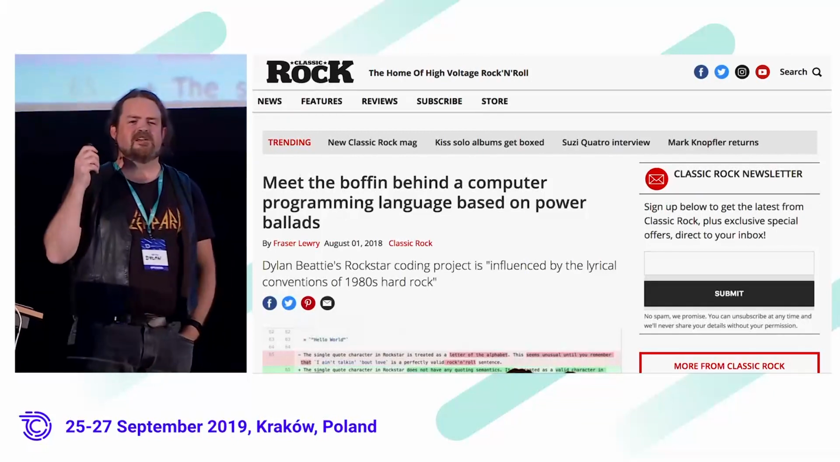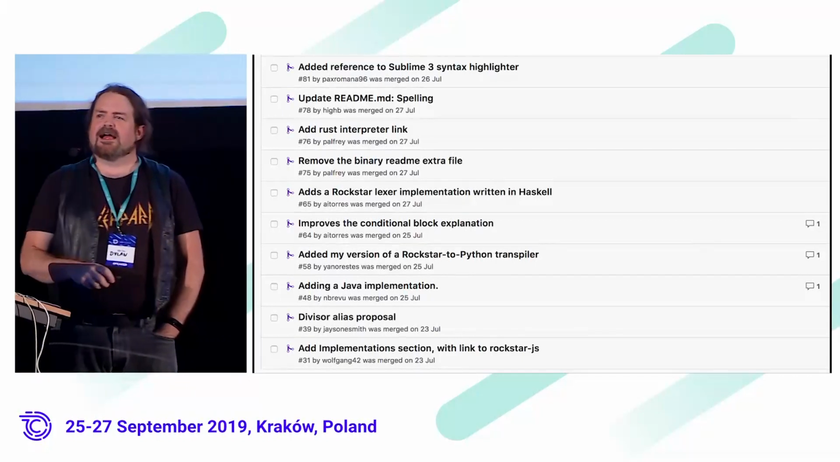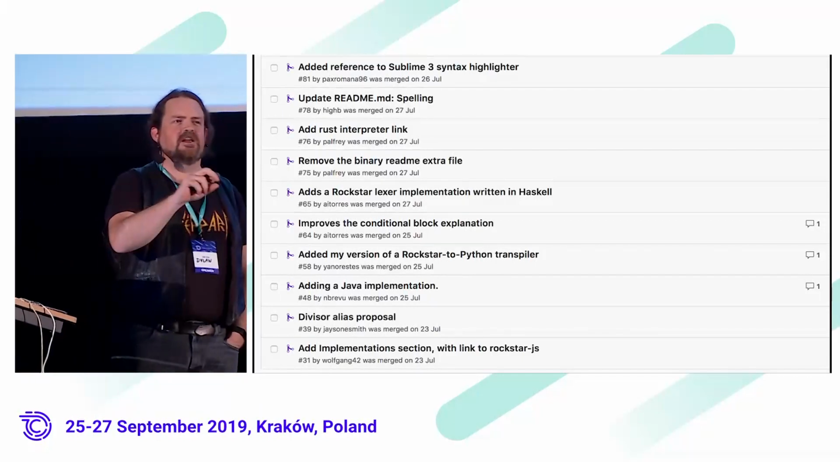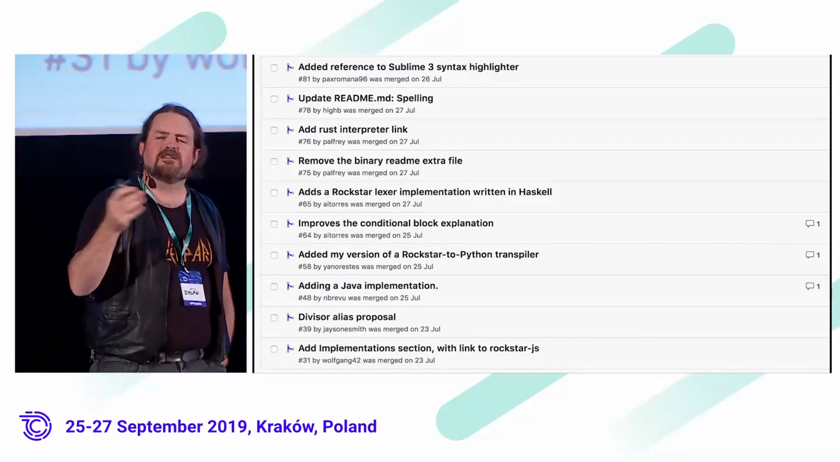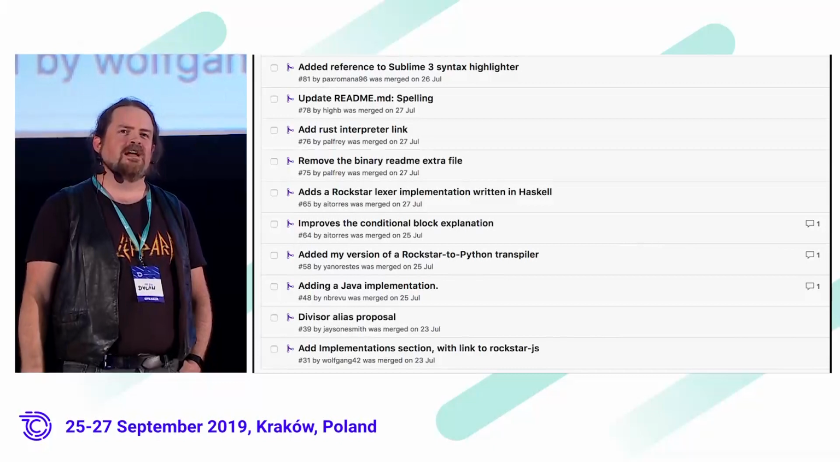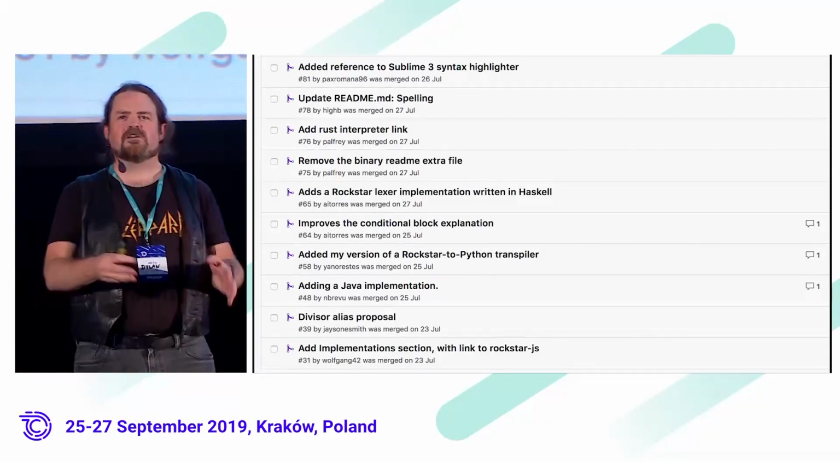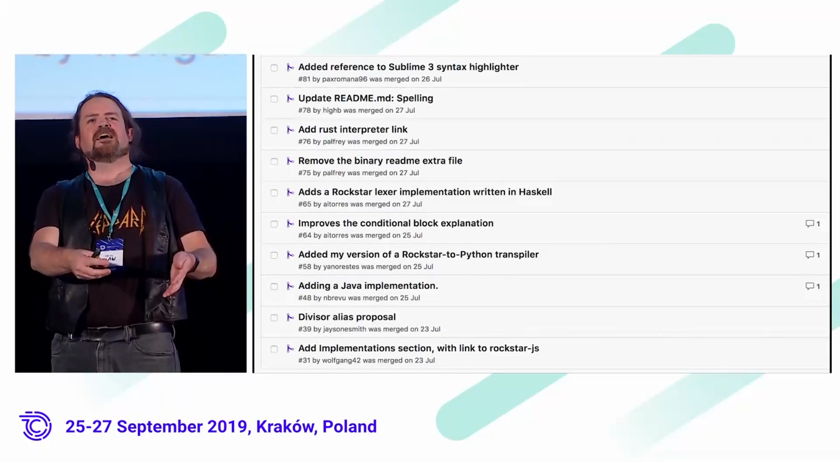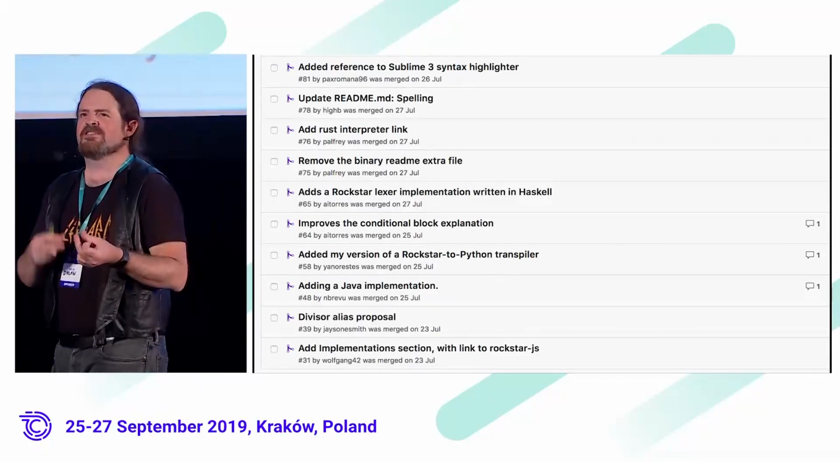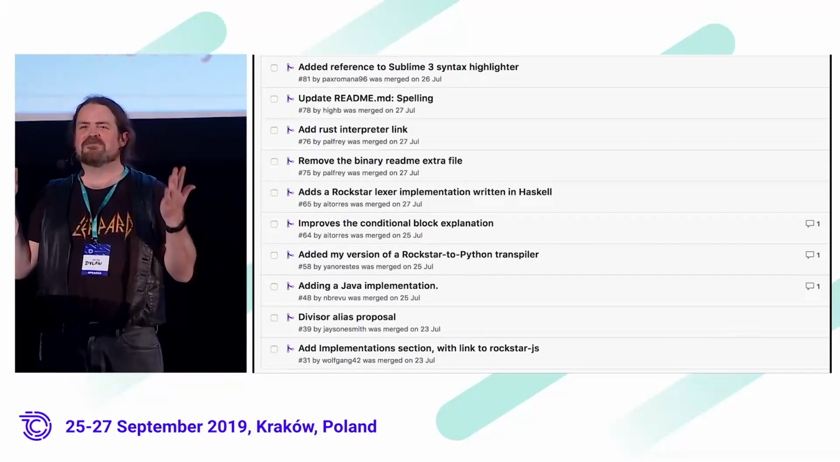People started filing issues on the GitHub repo. I had someone go, there's undefined behavior in the specification. And I pinged them back and was like, why do you care? And they're like, because my compiler doesn't work. I'm like, what? And they're like, yeah, I've built a Rockstar compiler in Scala, and I don't know whether the empty string is equal to 0 or not. I'm like, I don't know either. This is a joke. You weren't supposed to do it.